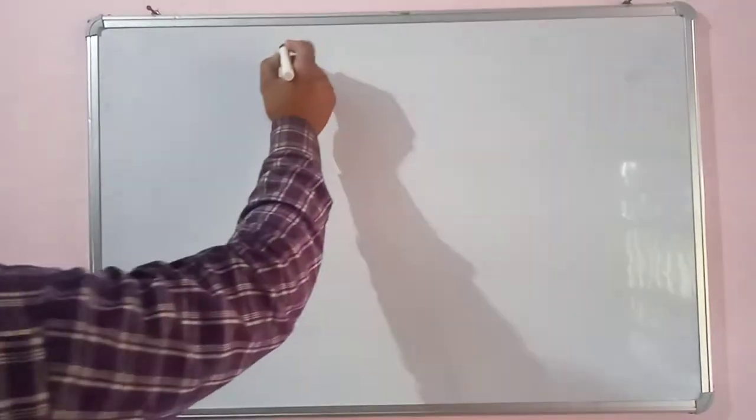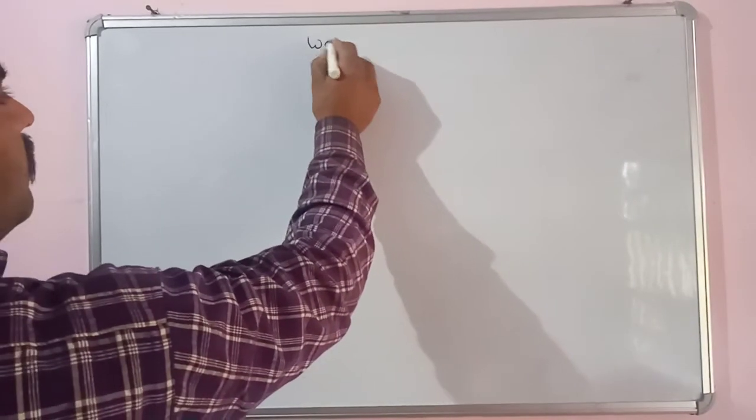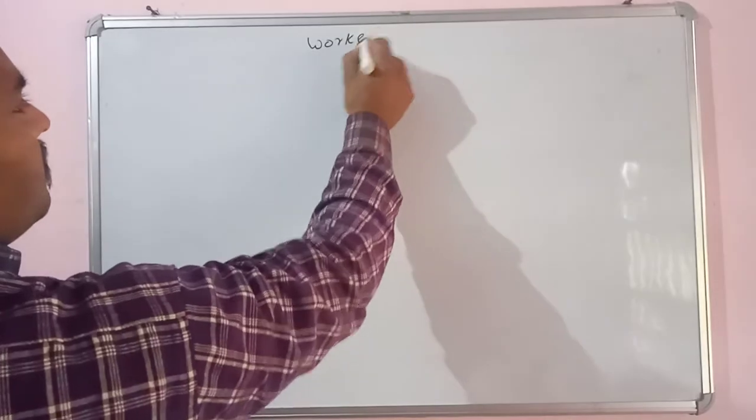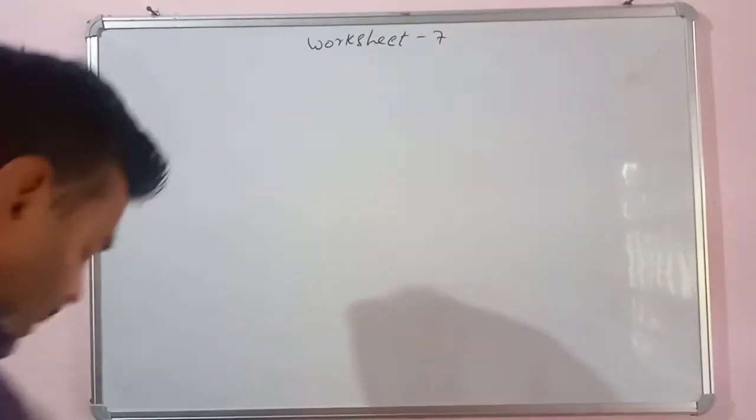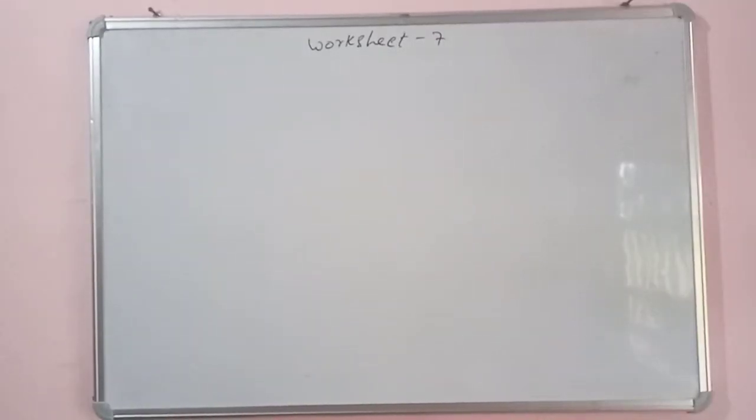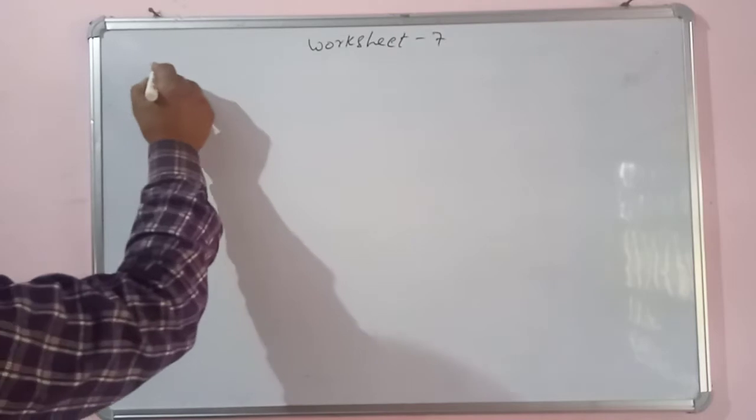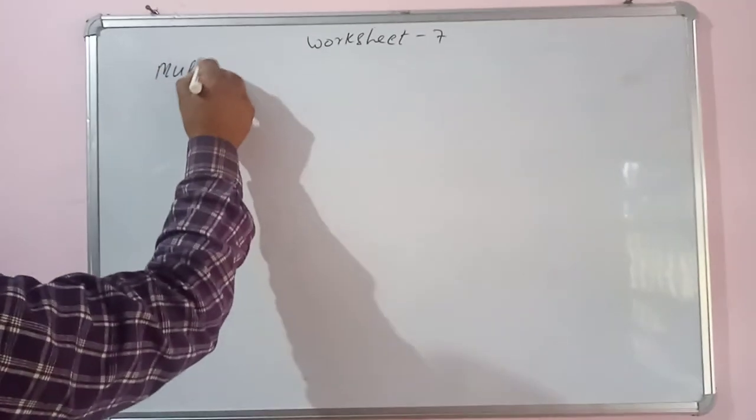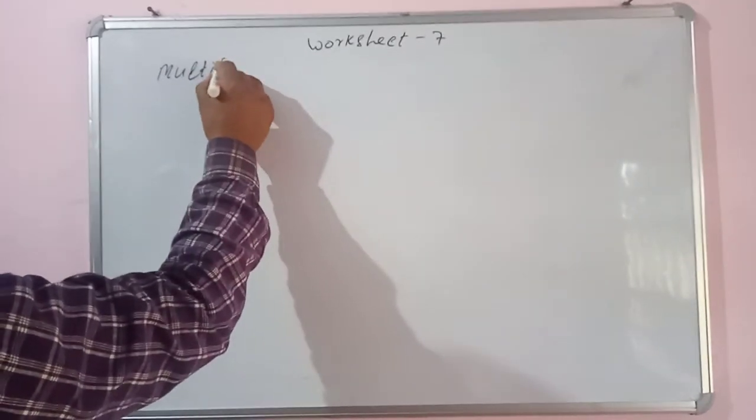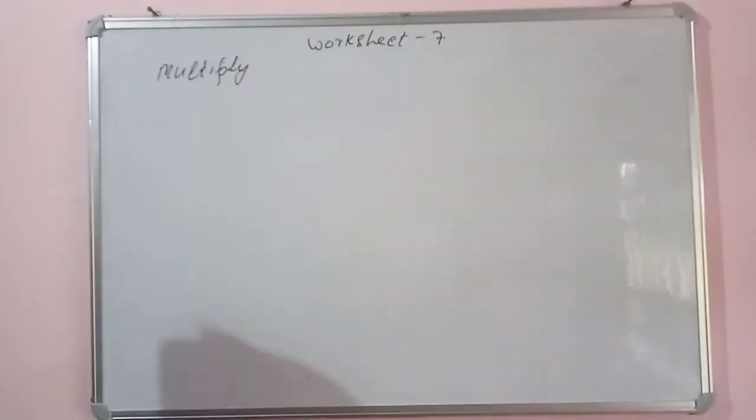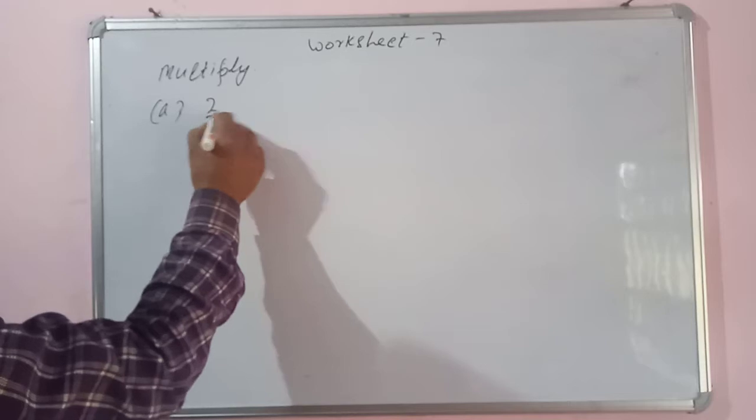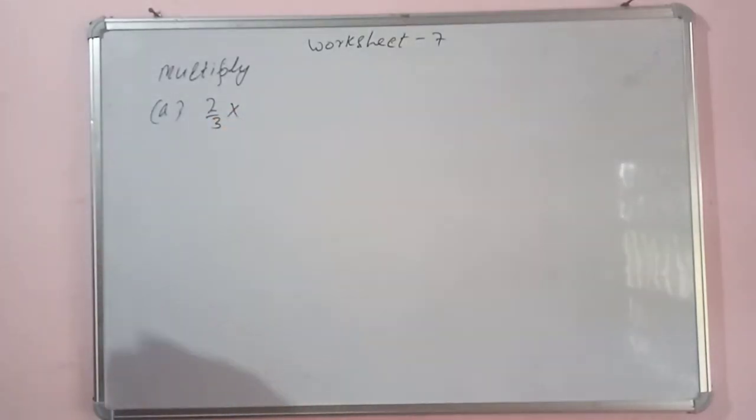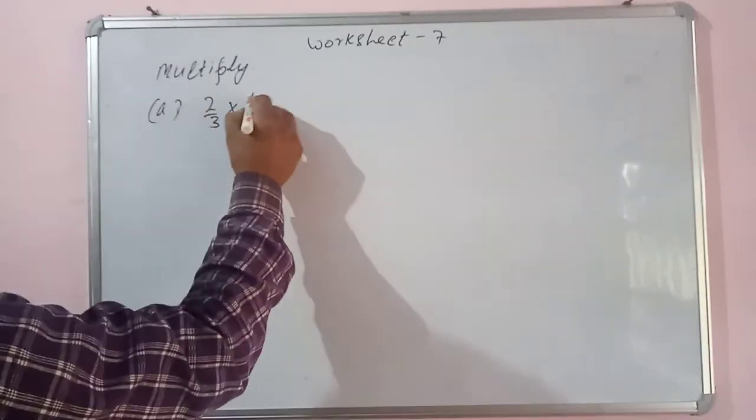So dear students, today we will discuss worksheet number 7 on page number 59. The first question is multiply. In this worksheet we will solve multiply. The first, A part, is 2 by 3 multiply 4 by 5.